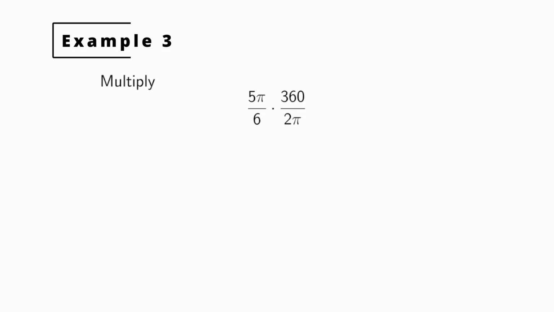Example 3, we want to multiply 5 pi over 6 times 360 over 2 pi. The trick here is to notice that 360 is a multiple of both 6 and 2, so I could actually write 360 as 12 times 30, and then that 12 can be used to cancel out both the 6 and the 2. We can also cancel out this factor of pi here.